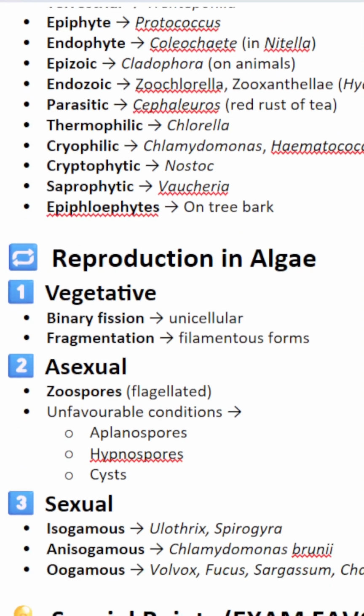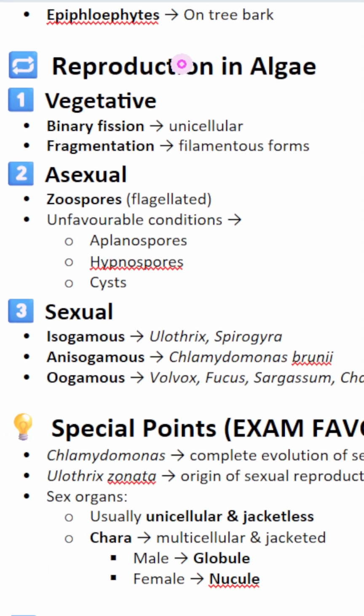Now let's move into reproduction in algae. When we discuss reproduction, we find three basic types: vegetative reproduction, asexual reproduction, and sexual reproduction. Vegetative reproduction in unicellular forms is by binary fission, means a single cell divides to produce two different cells. And fragmentation is found in filamentous forms, means if the plant body is filamentous, then fragmentation is present.